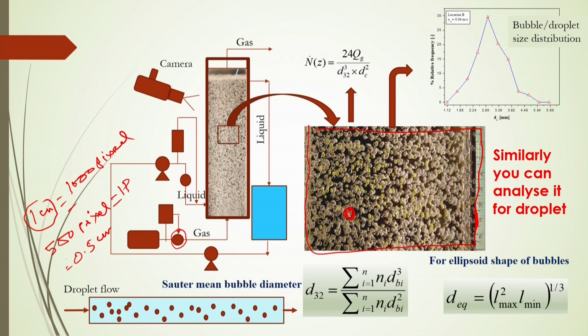Since it is a perimeter of this bubble, what should be the diameter of the bubble? In this case you may not get a spherical bubble. It may be different shapes of bubbles. It may be oblate, it may be spheroid, it may be some other ellipsoidal bubble. So in that case you have to consider the equivalent diameter of the bubble. What is that equivalent diameter?